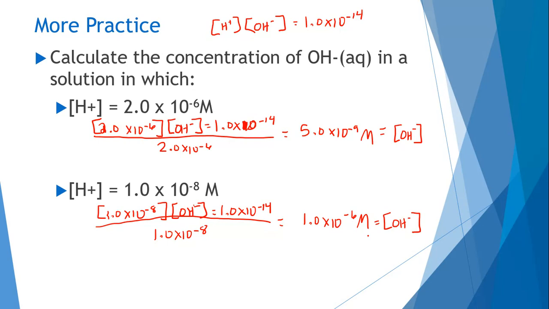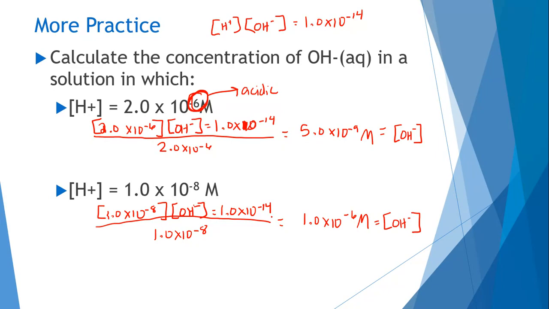So a lot of people make a mistake and they look at this negative 9 and they tell me, oh, this is basic. However, this is my hydroxide. You need to be looking at your hydrogen. So you need to be looking at this negative 6. Because of this negative 6, it is actually considered an acidic solution. Again, because we're basing it off the hydrogen concentration.